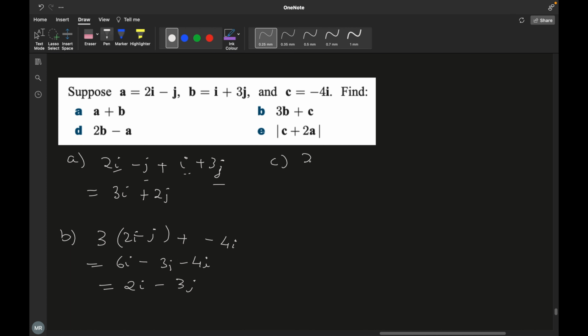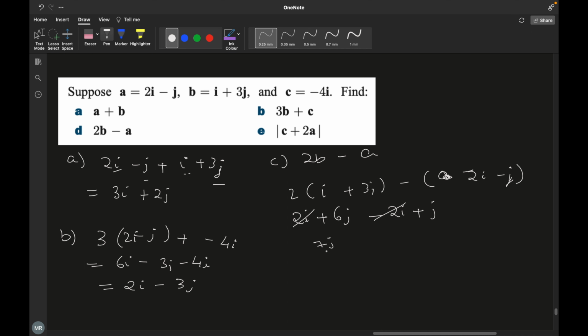Let's look at C. 2b minus a. 2 into i plus 3j minus of a, which is 2i minus j. It's going to give us 2i plus 6j minus 2i plus j. These get cancelled, and we're left with 7j.